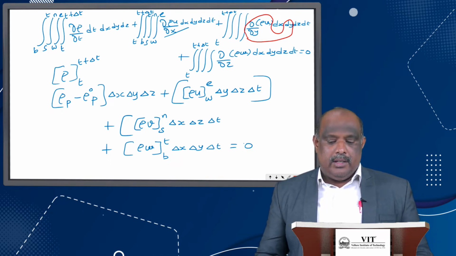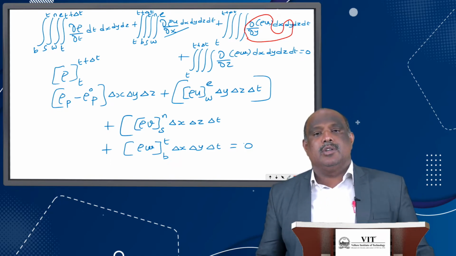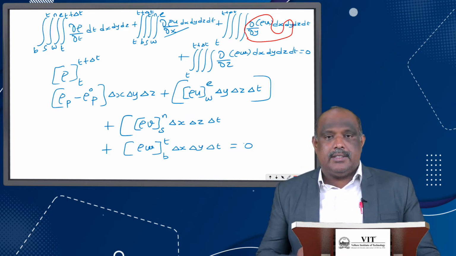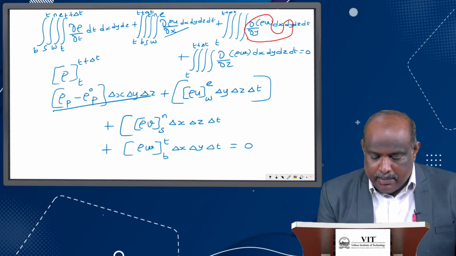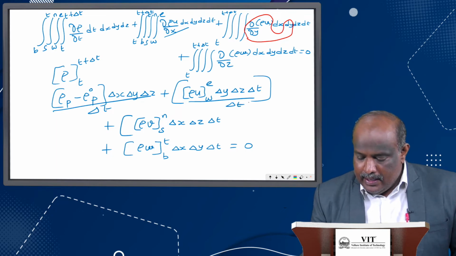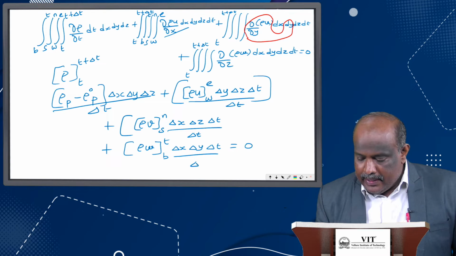After getting this value, I don't want to just copy this equation once again to the next slide. So I want to overcome that hurdle. What I am going to do here is divide each term by delta t. So this term also I am dividing by delta t. This term also I am dividing by delta t. This term also I am dividing by delta t. This term also I am dividing by delta t.